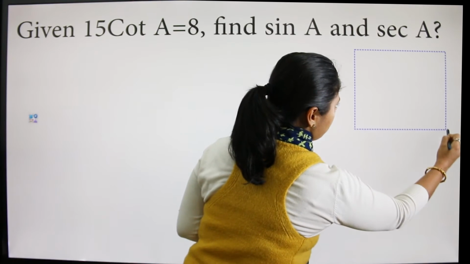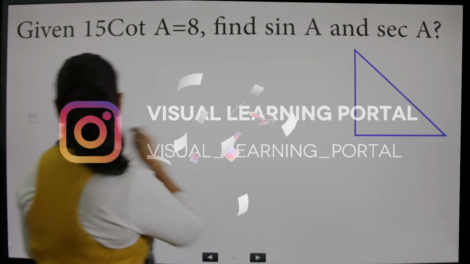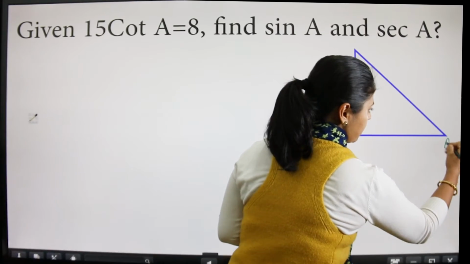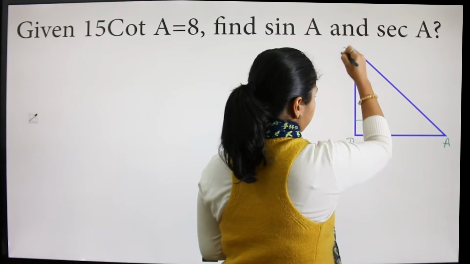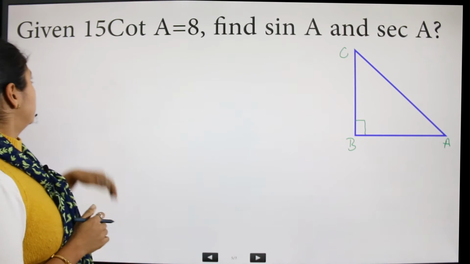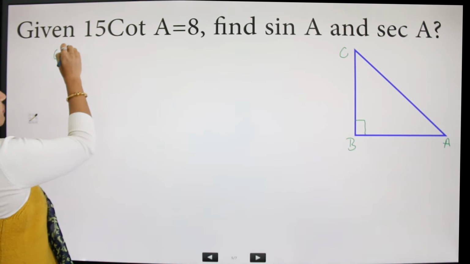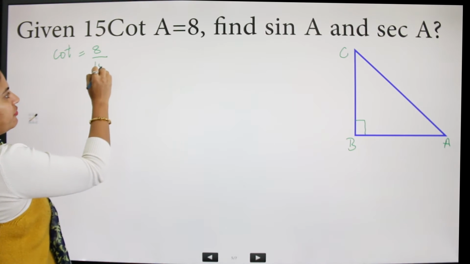So here we go. Let's draw the triangle, which is again a right angle triangle. You can again take this one as A, B and C, with 90 degrees at angle B. Given 15 cot A equals 8, can you write this as cot A is equal to 8 divided by 15?